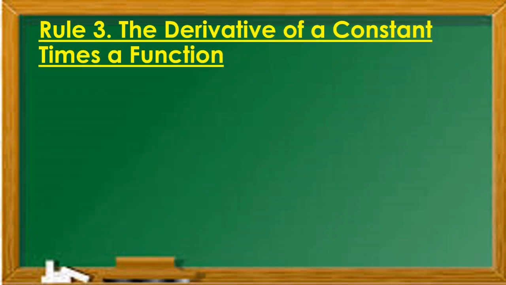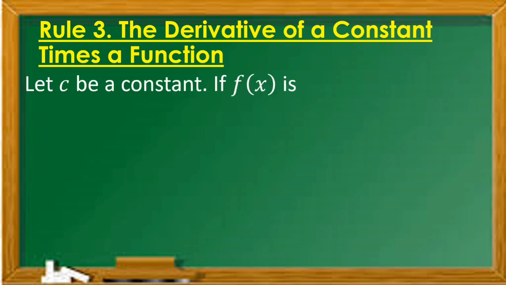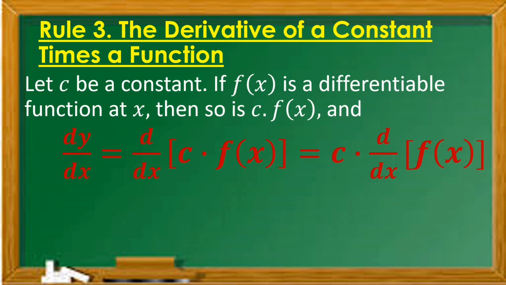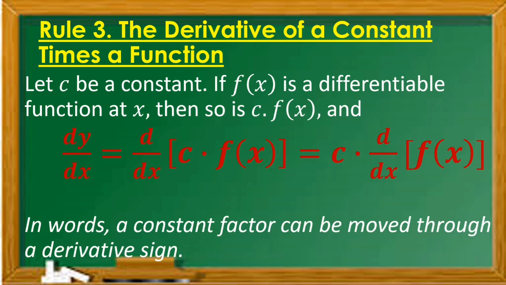Rule number 3. The derivative of a constant times a function. Let c be a constant. If f of x is a differentiable function at x, then so is c times f of x. And dy over dx equals the derivative of c times f of x equals c times the derivative of f of x. In words, a constant factor can be moved through a derivative sign.